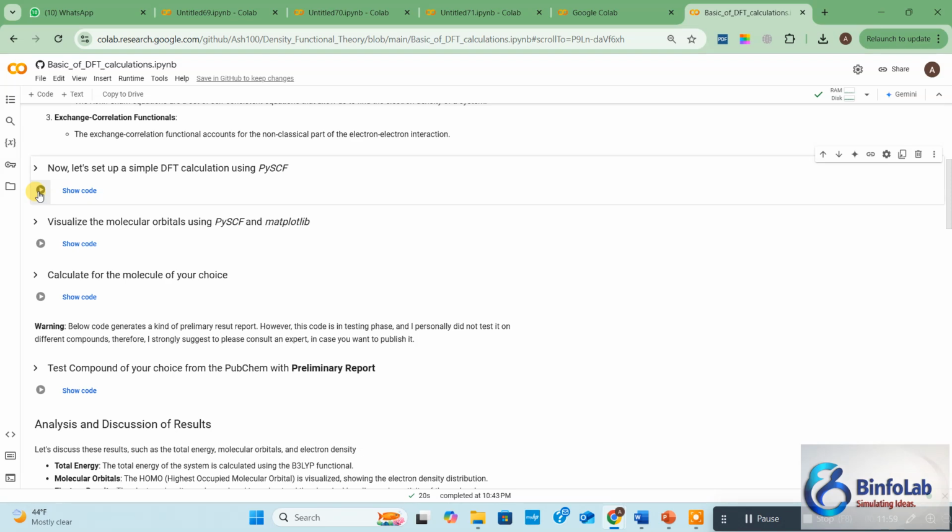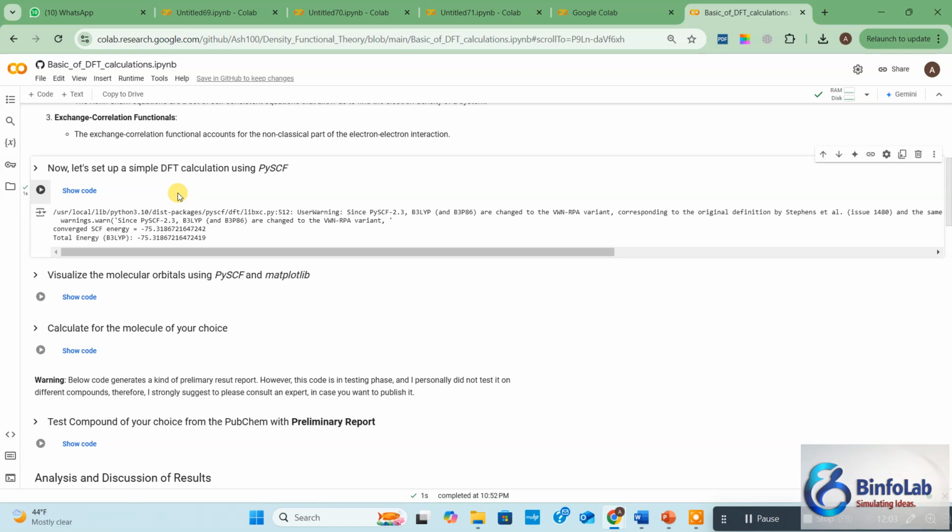Okay, so let's click here. Now you can see the total energy, or the converged SCF energy, both are almost the same thing. This is the total energy of your compound. It means the compound is possibly in the ground state.